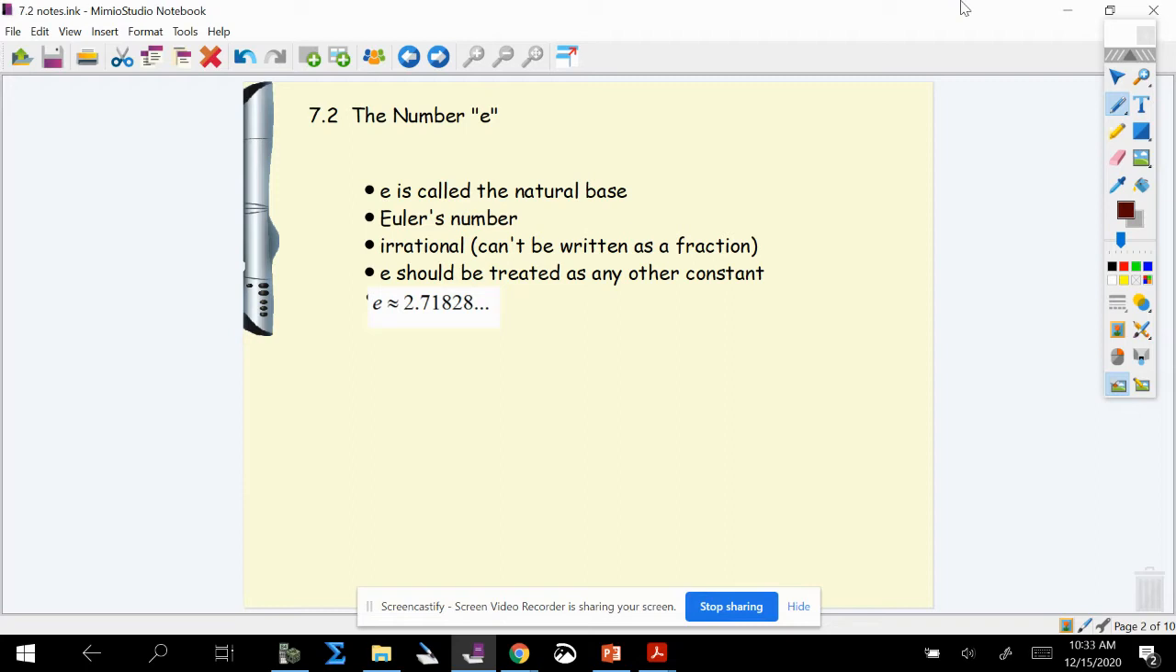e has a lot of applications in the business world and in the science world, and that's why it's often called a natural base, because there are a lot of things in nature that actually use this Euler's number, or this growth number, to work with.